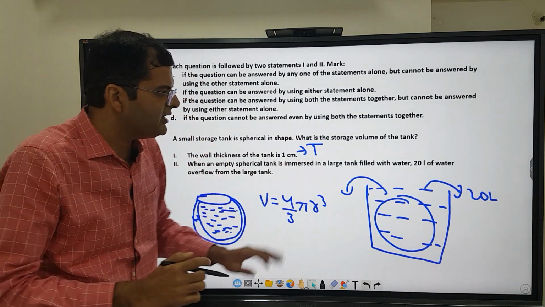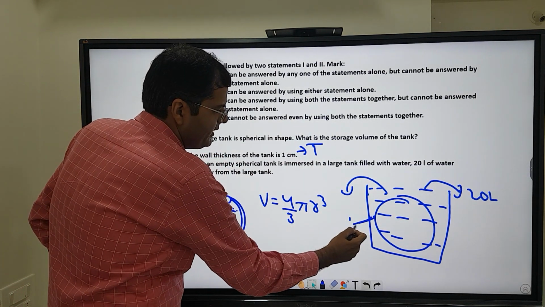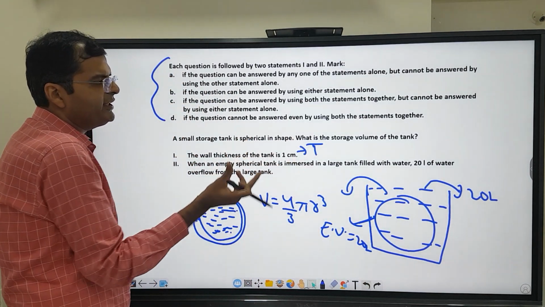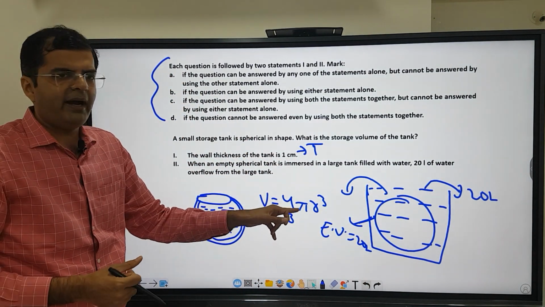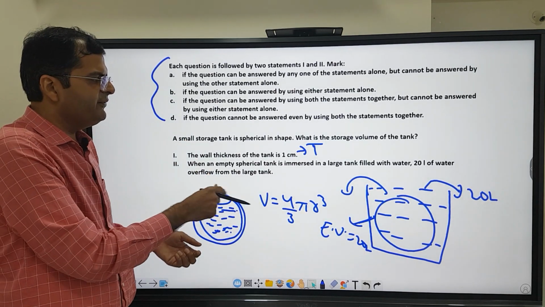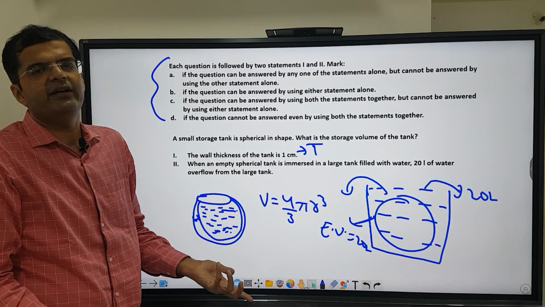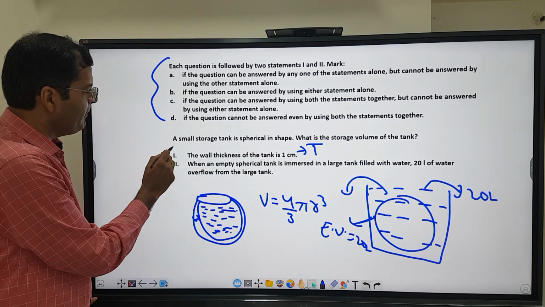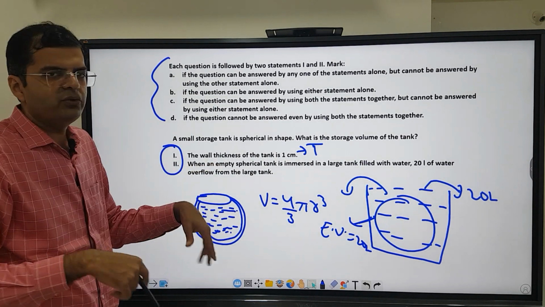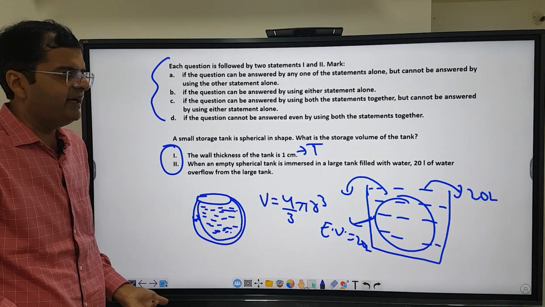Now we know the external volume of the sphere is 20 liter, and I know the thickness. So from the external volume I can find the external radius, and if I subtract the thickness from that external radius, we'll get the internal radius. So when I combine these statements then I am able to answer the question, because as soon as I get the internal radius I can find the answer.